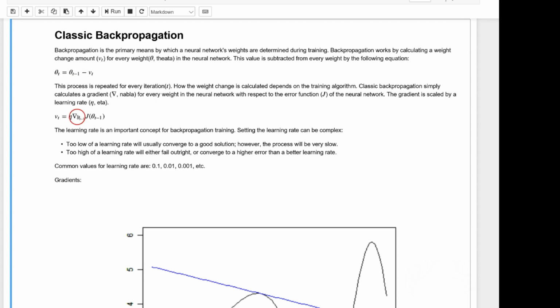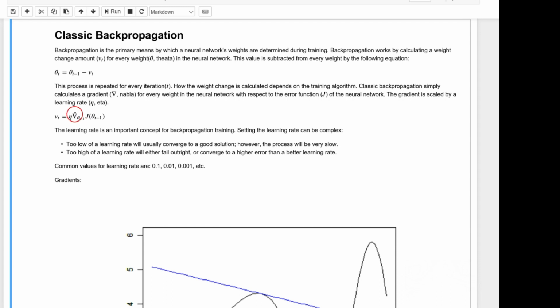Now for the vector of change amounts, v sub t, we'll see a variety of functions that show us how to calculate it. The first is classic backpropagation. If we look at this, this is gradient descent. You have eta multiplied by the rest of this, which is essentially one unit. It is not eta multiplied by the J function.